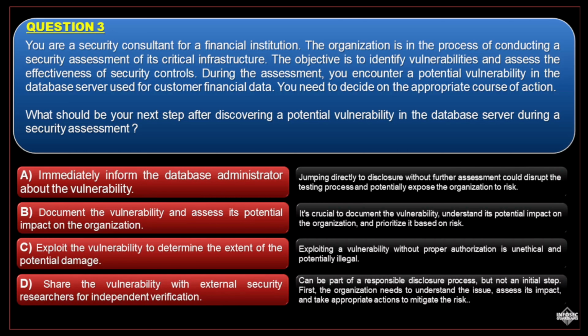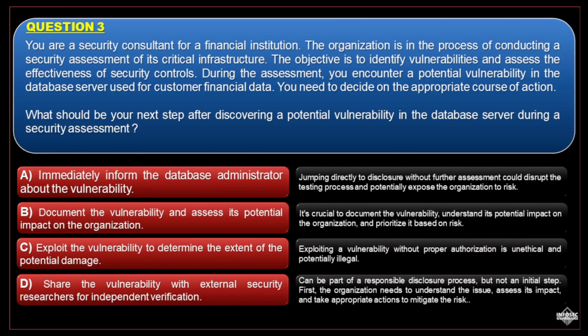Option D. Share the vulnerability with external security researchers for independent verification. Sharing a potential vulnerability with external researchers can be part of a responsible disclosure process. However, it should not be the initial step when you discover a vulnerability during an assessment. First, the organization needs to understand the issue, assess its impact, and take appropriate actions to mitigate the risk.